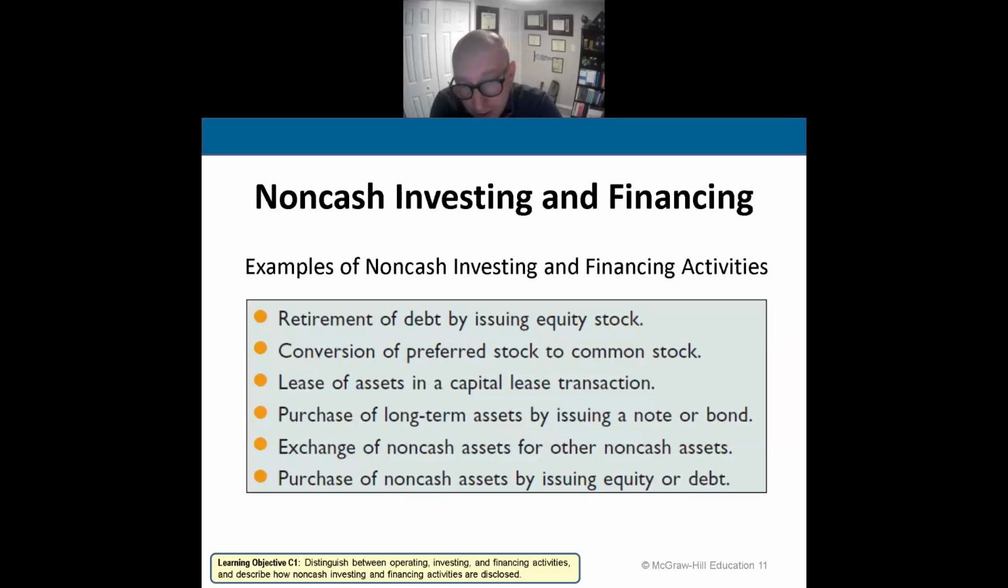Other examples might be a lease of an asset, purchase of an asset using a note or a bond, converting preferred stock to common stock. These are all non-cash investing and financing things.